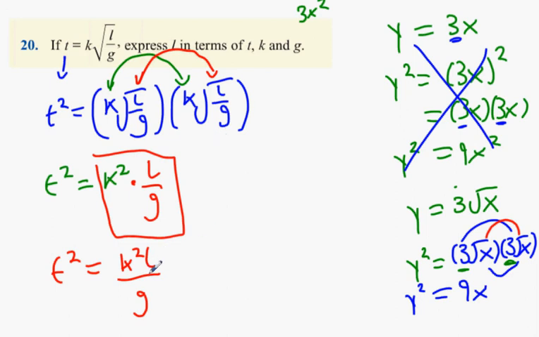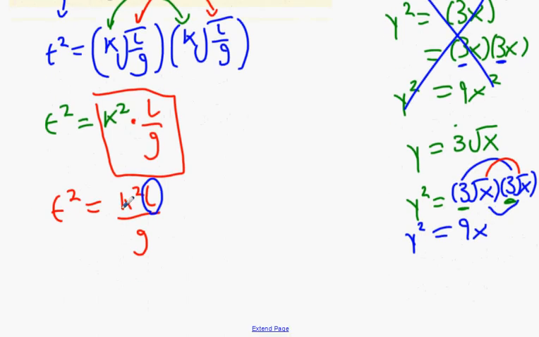Which letter do we want on its own? L. What's stopping the L from being on its own? It's being multiplied by k squared, so when the k squared crosses the equal sign, where does it appear? Under the t squared. And finally, the g is currently being divided, so when it brings it over to the other side, t squared by g over k squared equals L. Everybody cool with that? Okay.